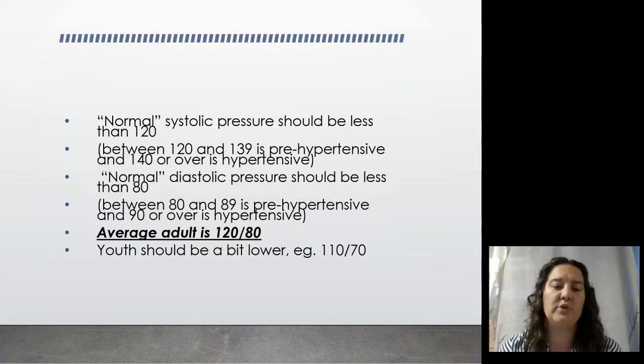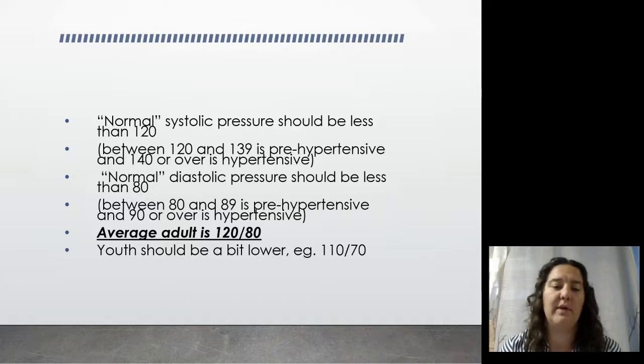Anything between 120 and 139 is considered pre-hypertensive, so it could lead into high blood pressure, and anything over 140 is considered high blood pressure. Normal diastolic or relaxed blood pressure should be less than 80. Between 80 and 90 is pre-hypertensive, and over 90 is hypertensive. So an average adult should have blood pressure of 120 over 80 or less.